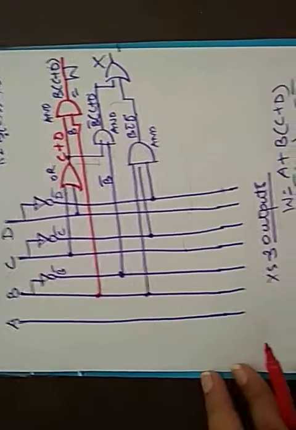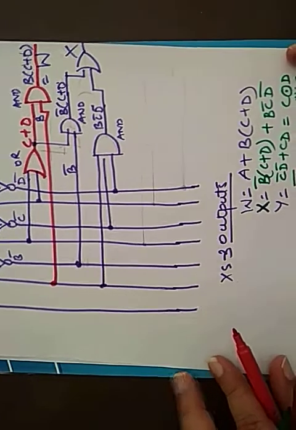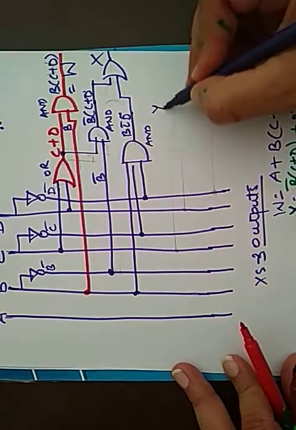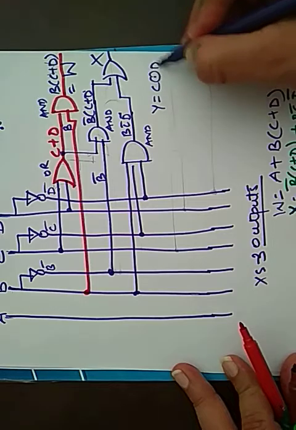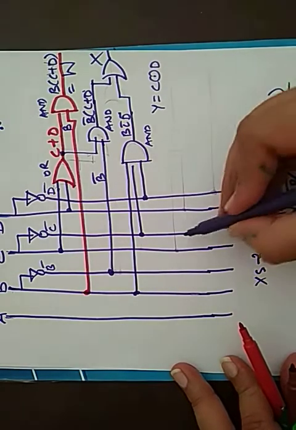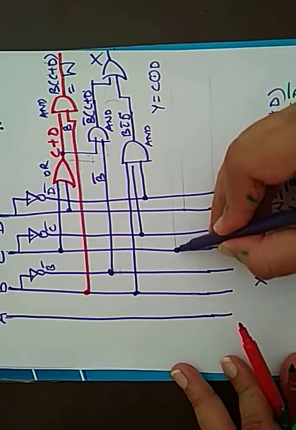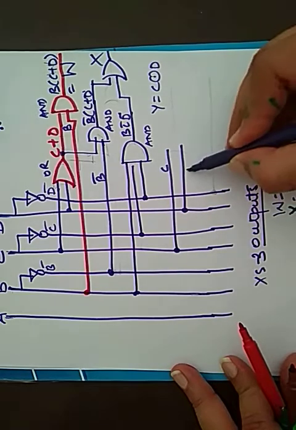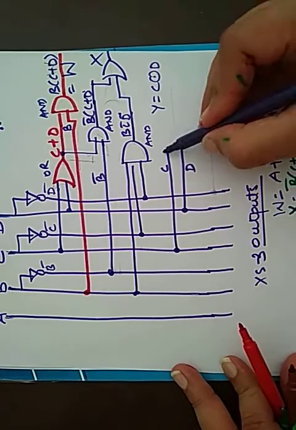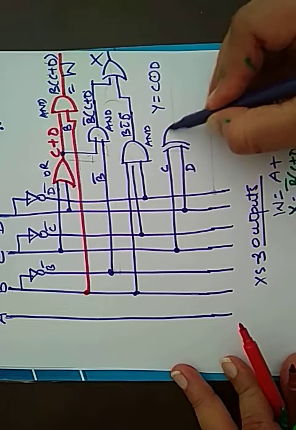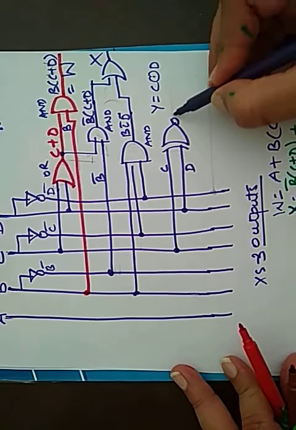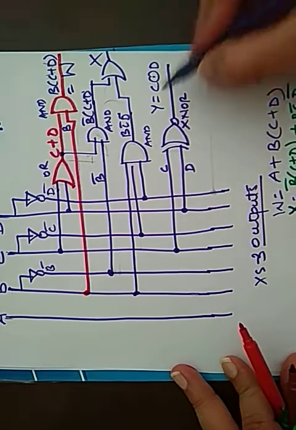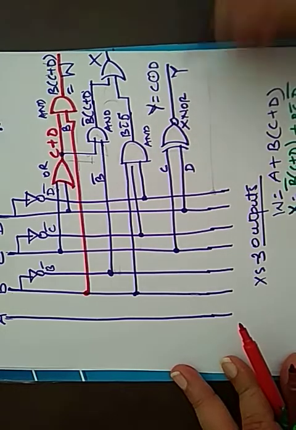Now let's do the output Y. The output Y was given by, do you remember? We said Y is nothing but the XNOR of C and D. So here we have the input C, and this is the input D. So which gate do we apply? An XNOR. So this is an XOR, put a bubble over it. This is an XNOR function giving you the Y output. So this is the output Y.